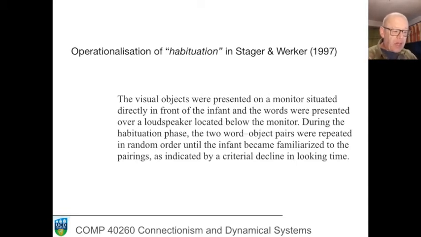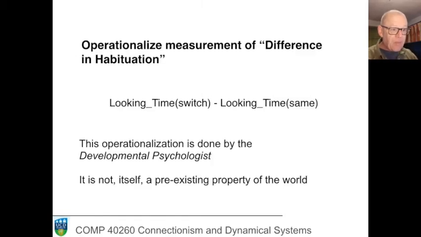Thereafter, trials either contain a switch in the sound or not a switch. And if there is an increase in looking time on a switch trial compared to a non-switch trial, that is taken as an index of novelty.